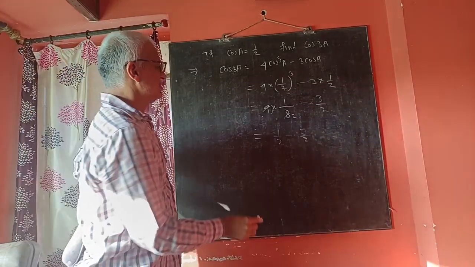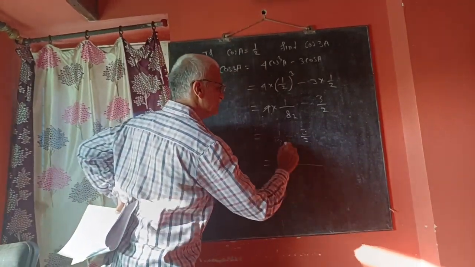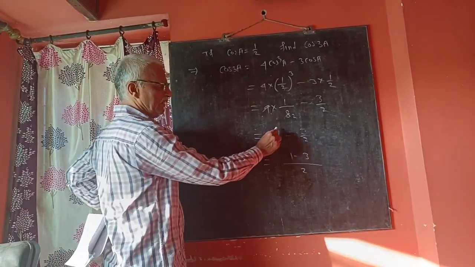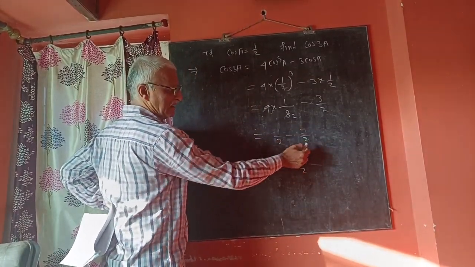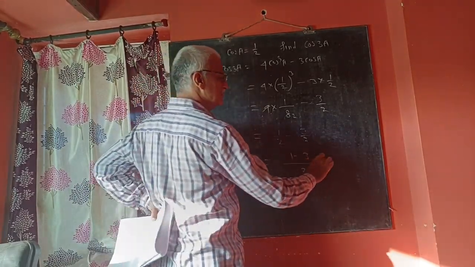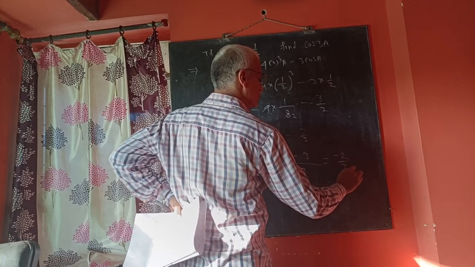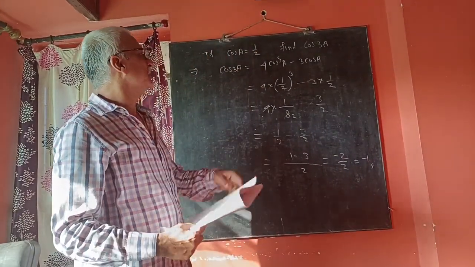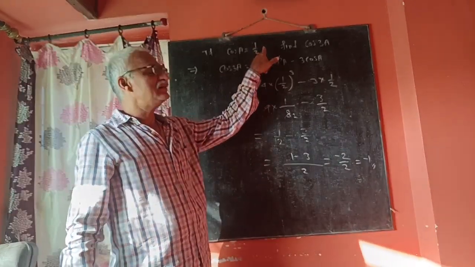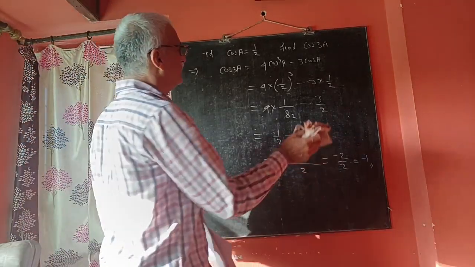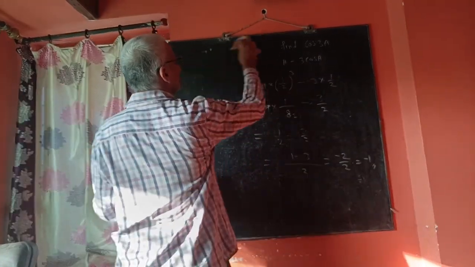Now 1 by 2 minus 3 by 2 equals, the LCM is 2, we get 1 minus 3 divided by 2. So it equals minus 2 by 2 which equals minus 1. So the value of cos 3A equals minus 1 if cos A is given as 1 by 2. The next sum is the proof.